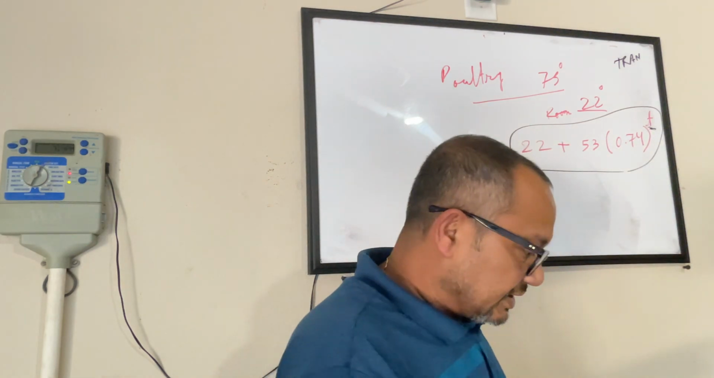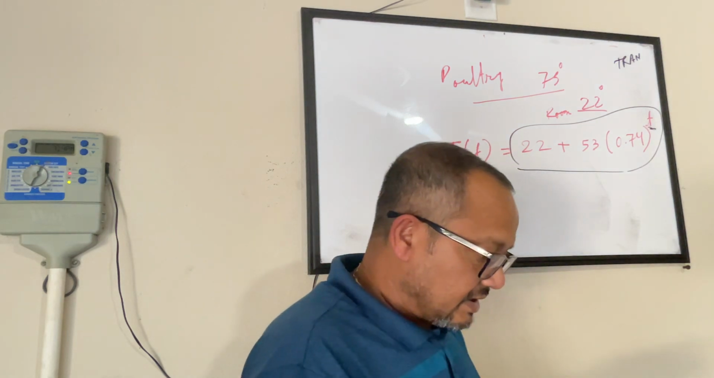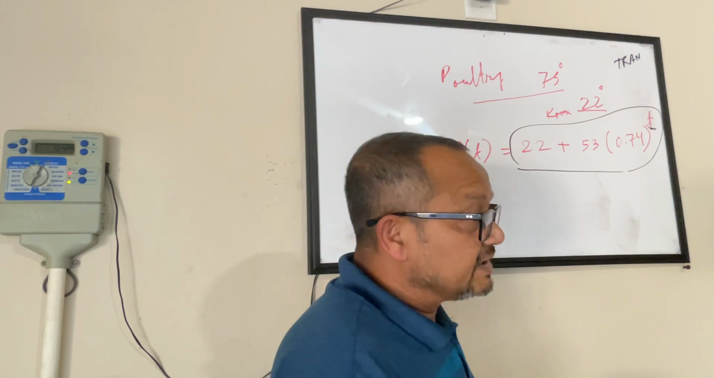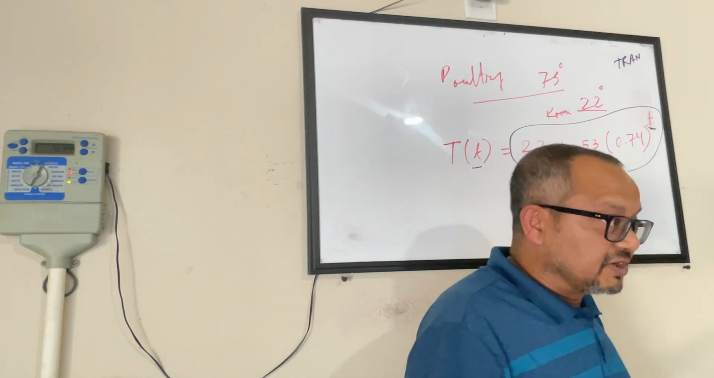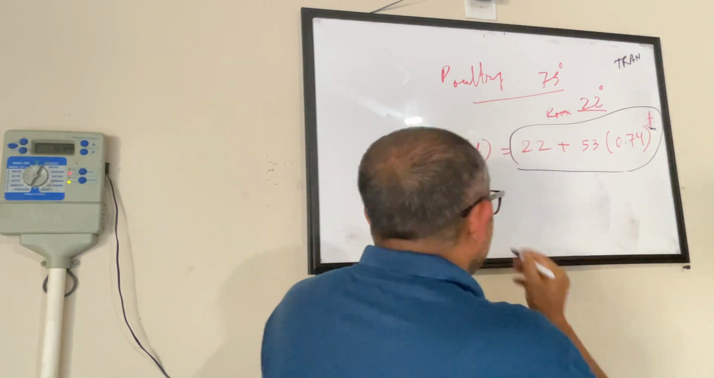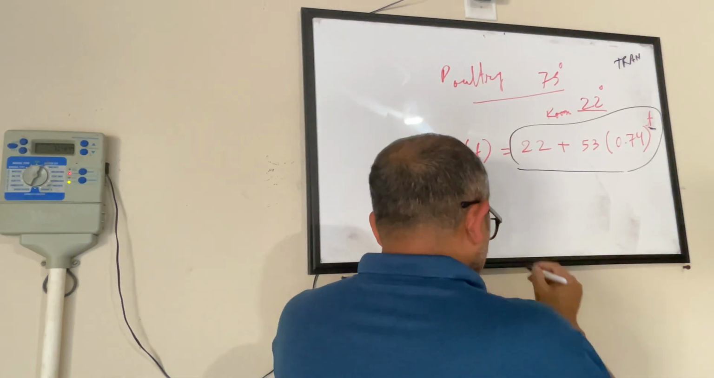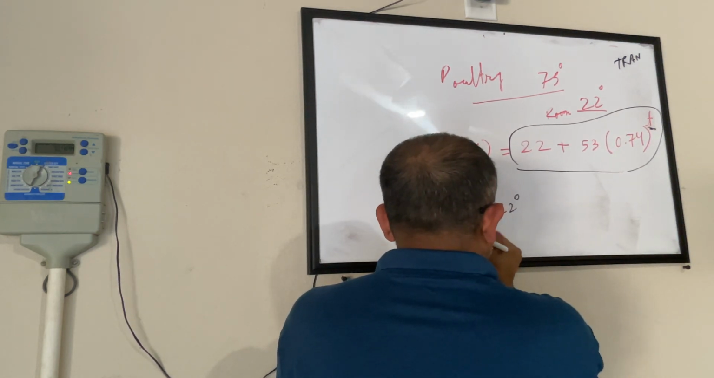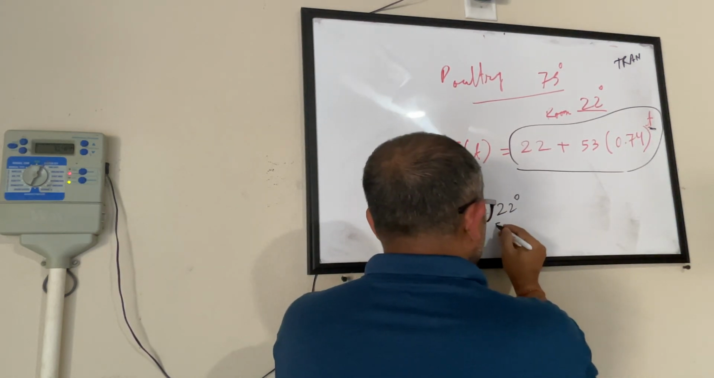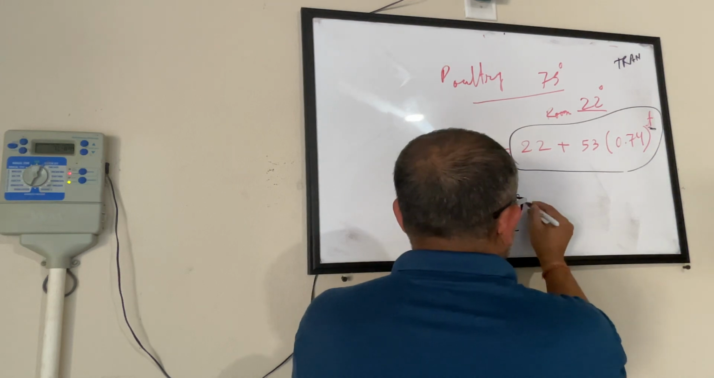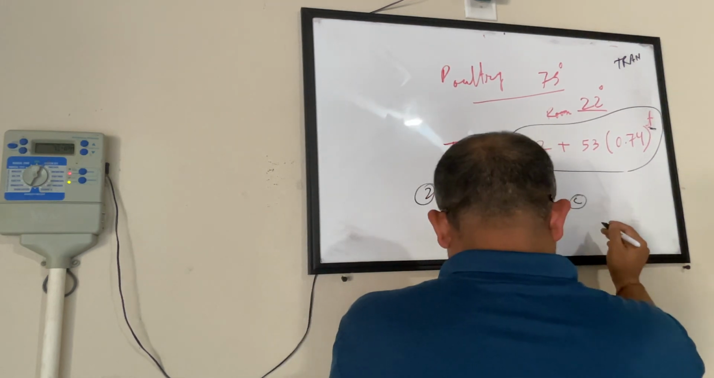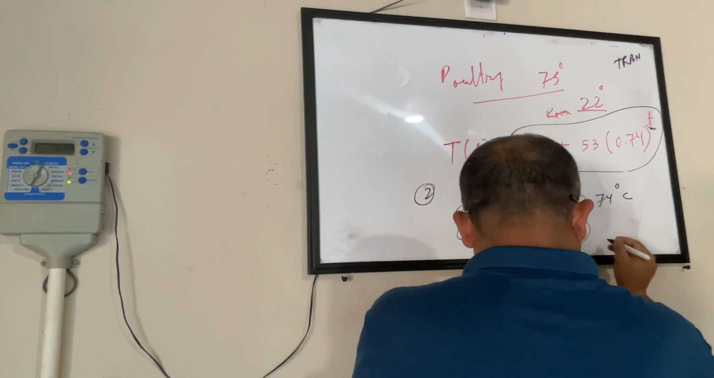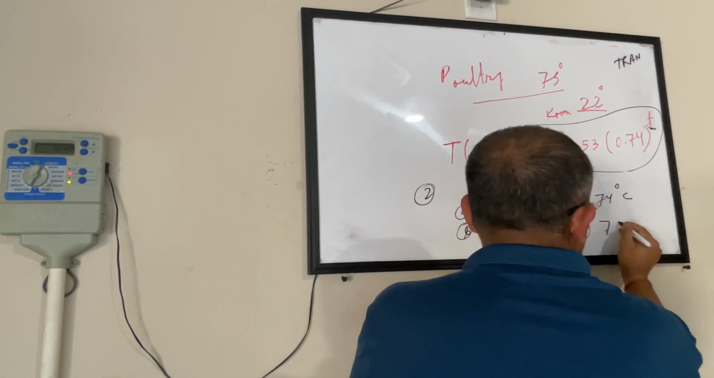Okay. It says, what is the approximate temperature of the chicken after 2 hours? And the answers given are: A is 22 degrees, B is 51 degrees, C is 74 degrees, and D is 75 degrees.